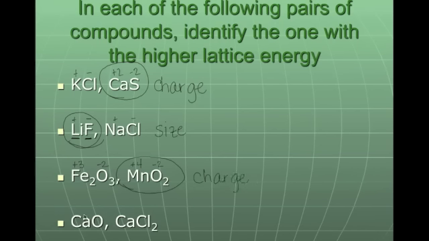And then lastly, we have calcium oxide, +2, -2, and calcium chloride. Well, the calciums are the same, but oxygen has a higher charge than chlorine, so calcium oxide is going to win because of charge. And actually, there's another reason that calcium oxide is going to win. Oxygen is in row 2, chlorine's in row 3. So that means chlorine is significantly bigger than oxygen. So calcium oxide also wins because oxygen is smaller. You love it when the little guy wins, right?